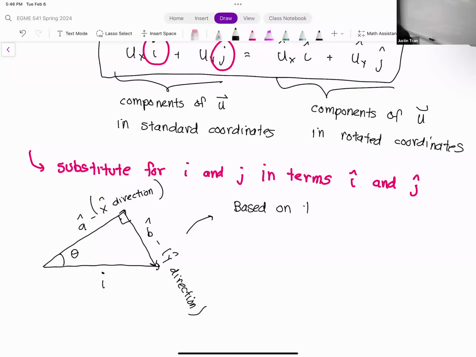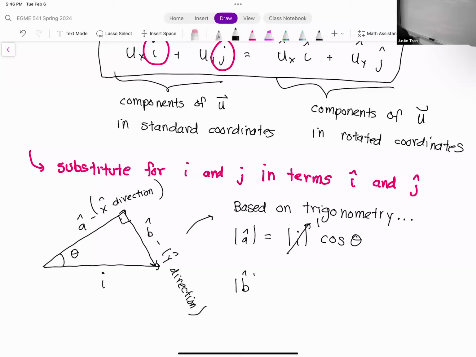So based on trigonometry, let's do a hat first. The length of that a hat vector: the hypotenuse of this triangle is the length of the vector i, and we multiply that by cosine theta. We know the length of the i vector is 1, because i is a unit vector, so it has length 1 just by definition.